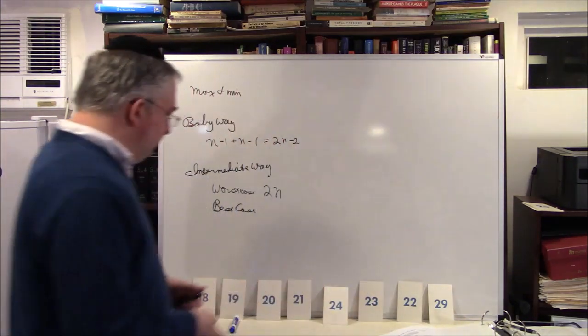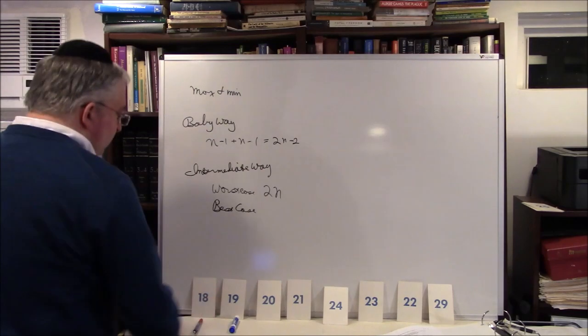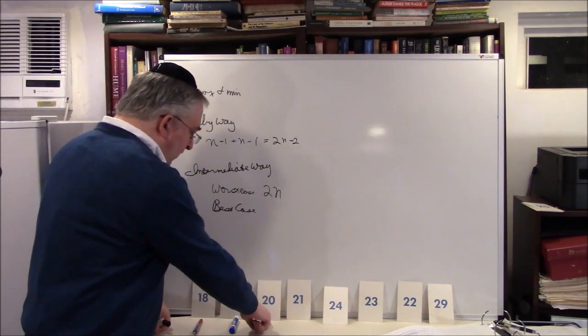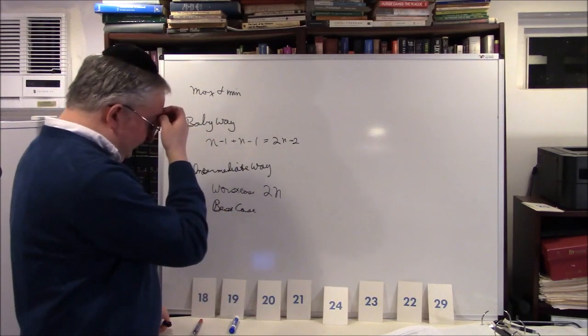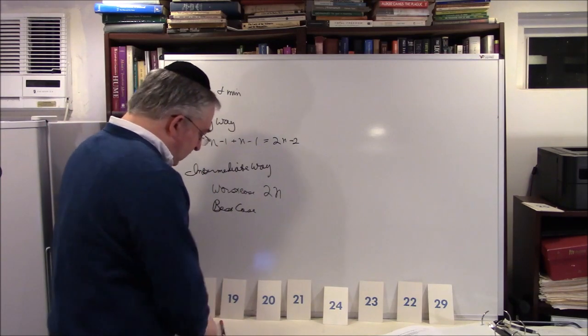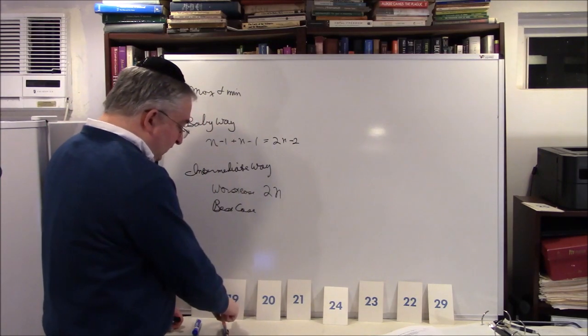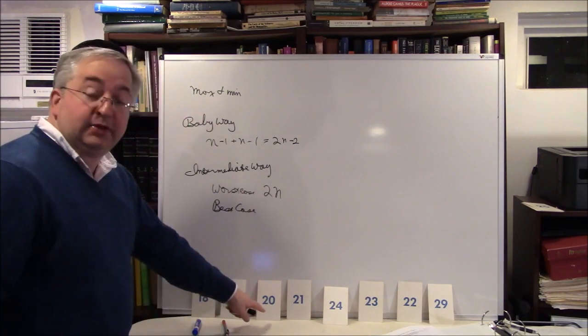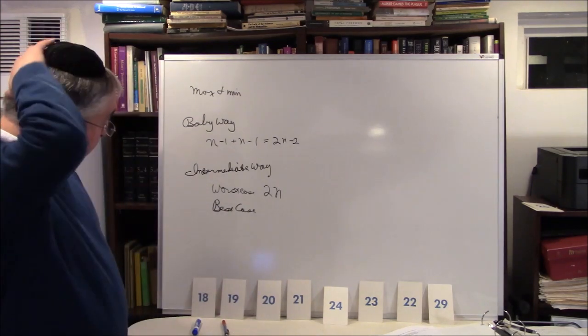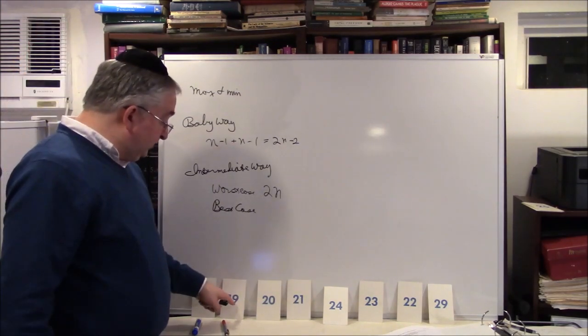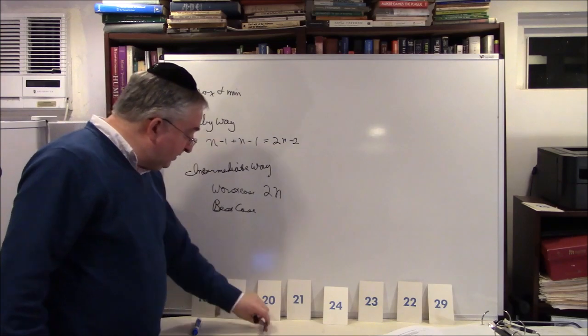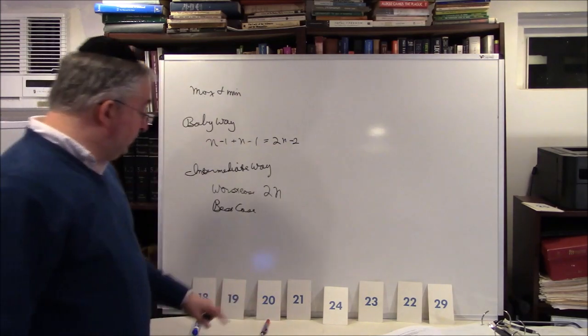Well, let's just start. Okay, you do one comparison here. Great. Now you compare. This is the max. So you're gonna have 20 compared to 19. 20 is bigger, so you're gonna make this the max. But you only did one comparison.